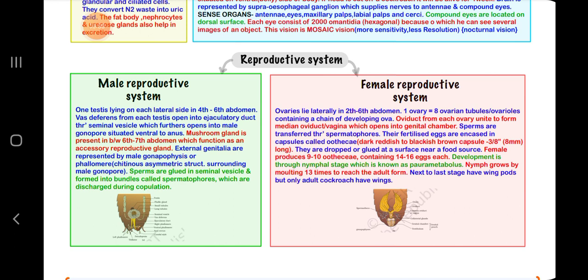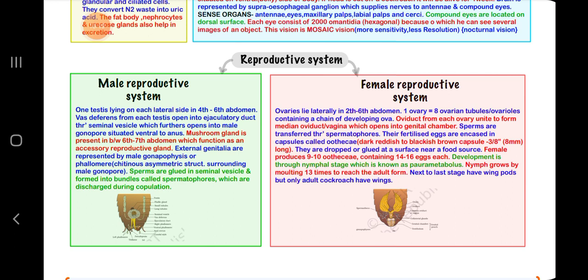Sperms are transferred through spermatophores. The fertilized eggs are encased in capsules called ootheca, a dark reddish to blackish brown capsule. They are dropped or glued at a surface near a food source. Female produces 9 to 10 ootheca containing 14 to 16 eggs.